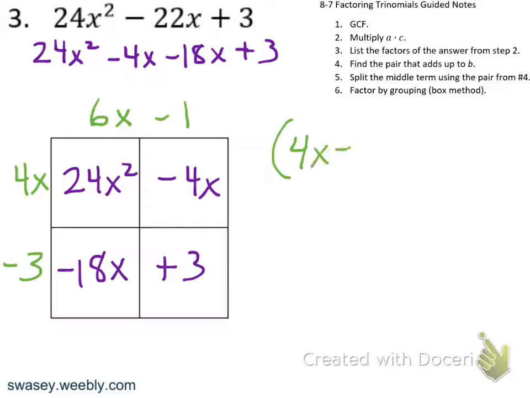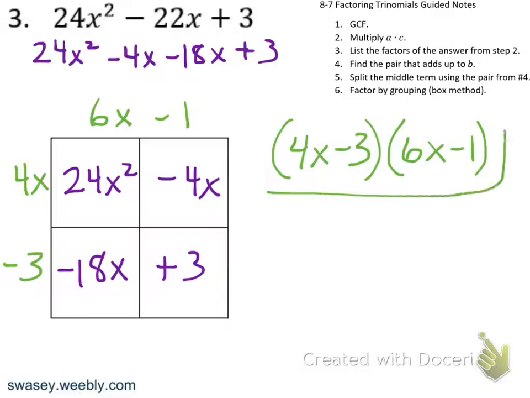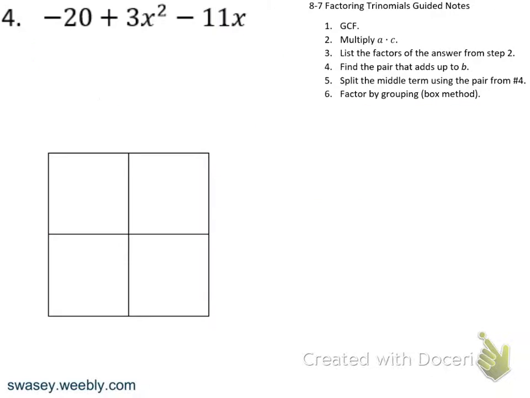So we'll have 4x minus 3 and 6x minus 1. This one's not in standard form, so let's rearrange it real quick. 3x squared minus 11x minus 20. Greatest common factor is 1. Now multiply a times c. 3 times negative 20 is negative 60.